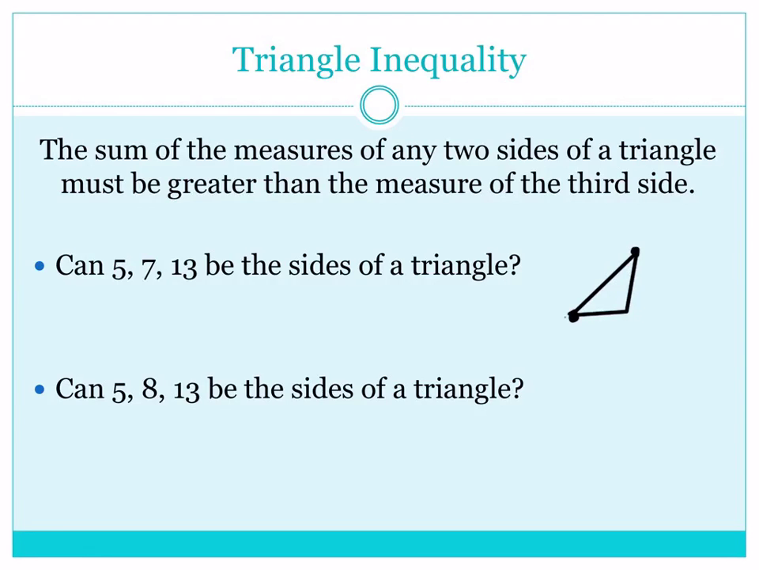So take a look at the first one. Can these numbers be the sides of a triangle? 5, 7, 13. No. What's wrong with this? 5 plus 7 equals 12.